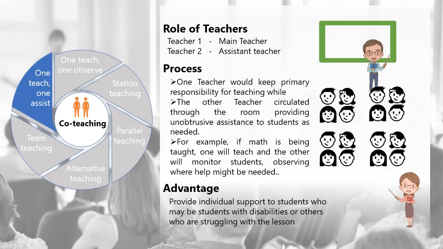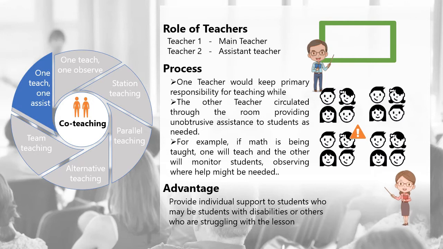The sixth and last type of co-teaching strategy is one teach, one assist. Here also two teachers are involved. Role of teachers are, the teacher 1 would be the main teacher, while the teacher 2 would be the assistant teacher. Their process would be: one teacher would keep primary responsibility for teaching, while the other teacher circulated through the room providing unobtrusive assistance to students as needed.